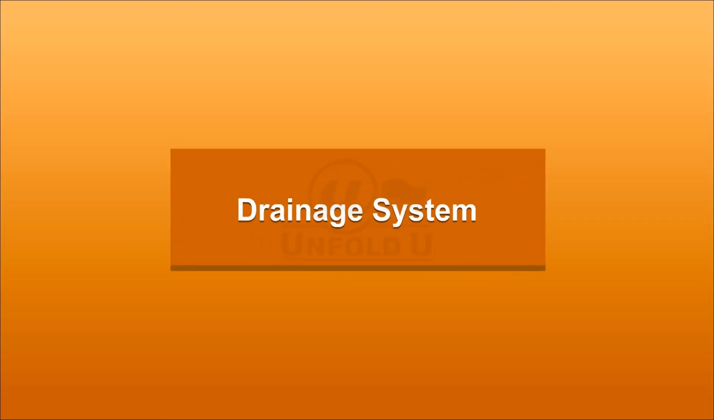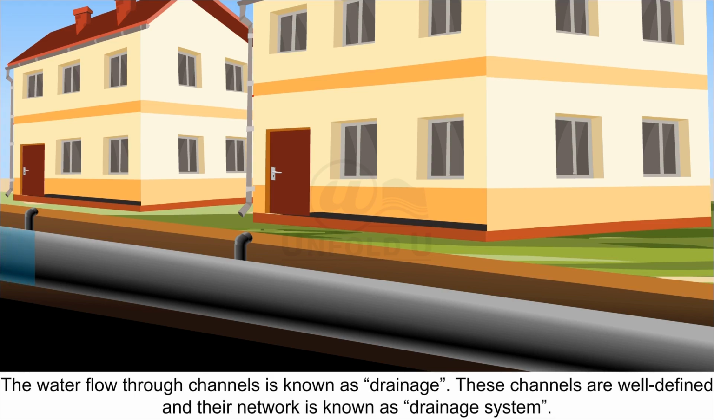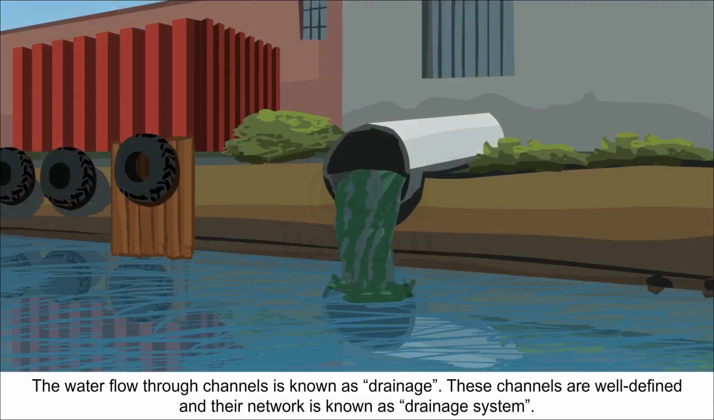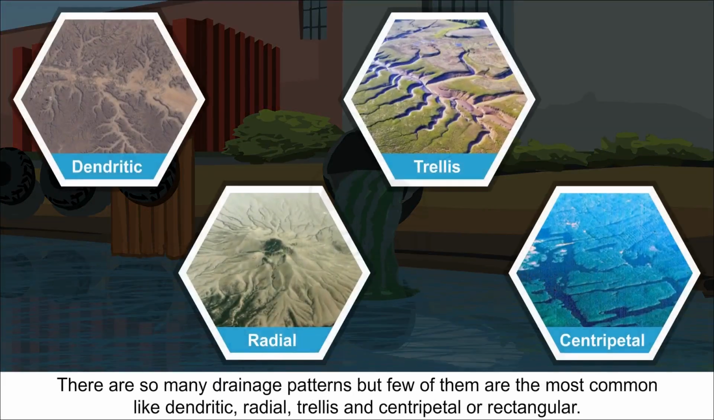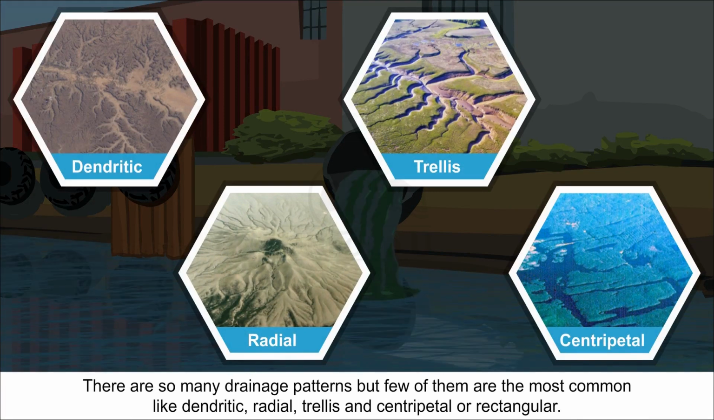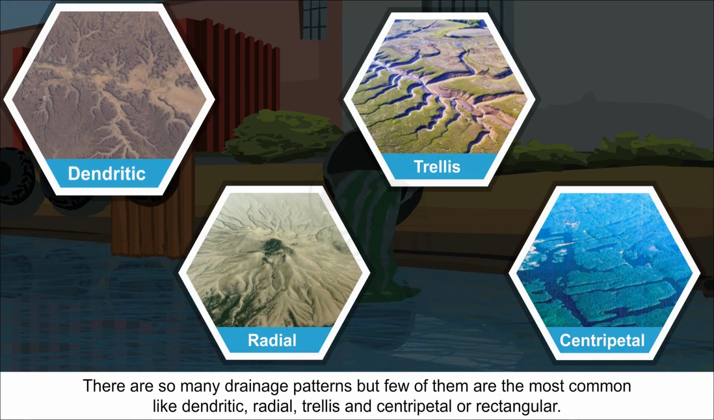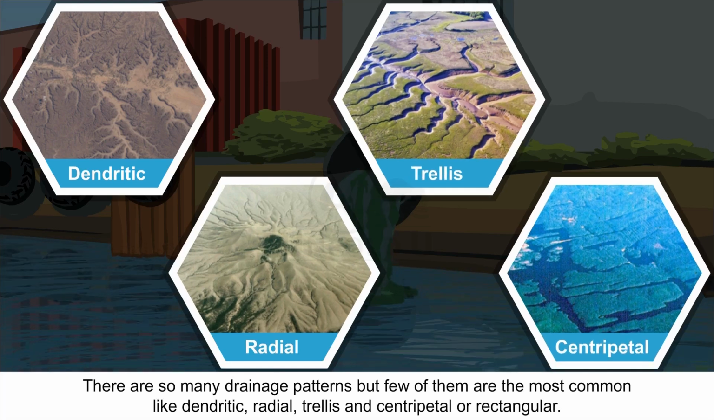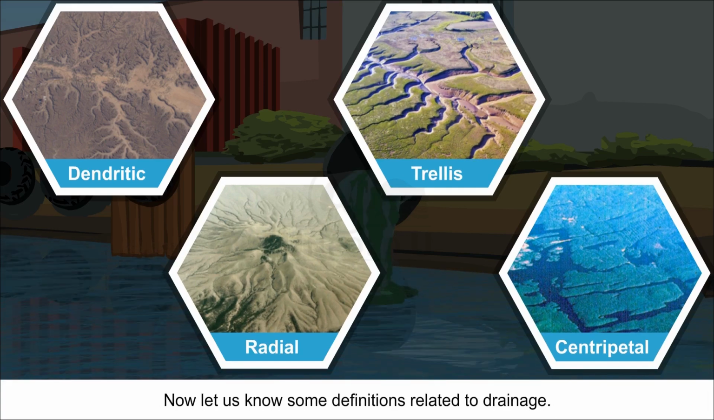Drainage system. The water flow through channels is known as drainage. These channels are well defined and their network is known as drainage system. There are so many drainage patterns, but few of them are the most common, like dendritic, radial, trellis, centripetal, or rectangular. Now, let us know some definitions related to drainage.